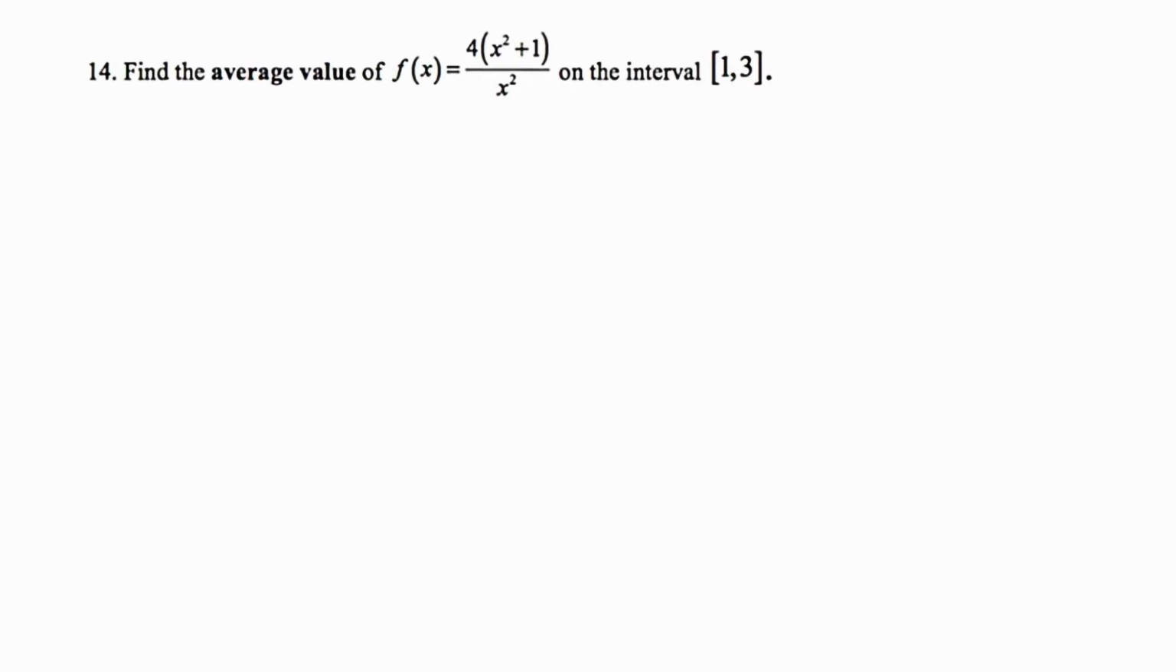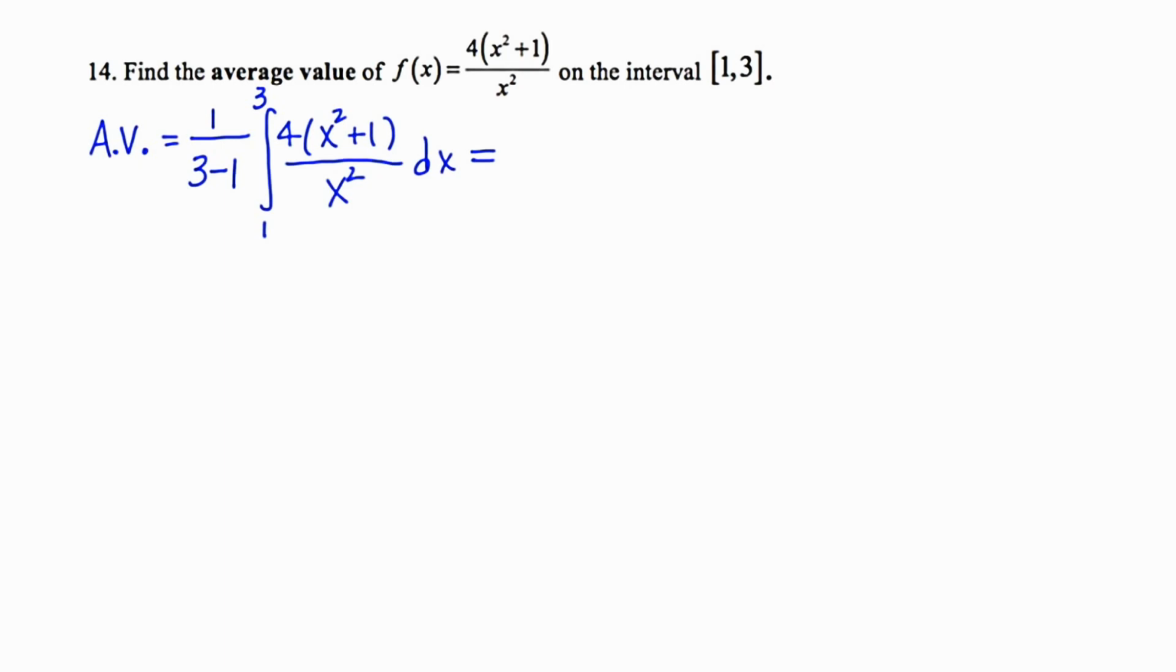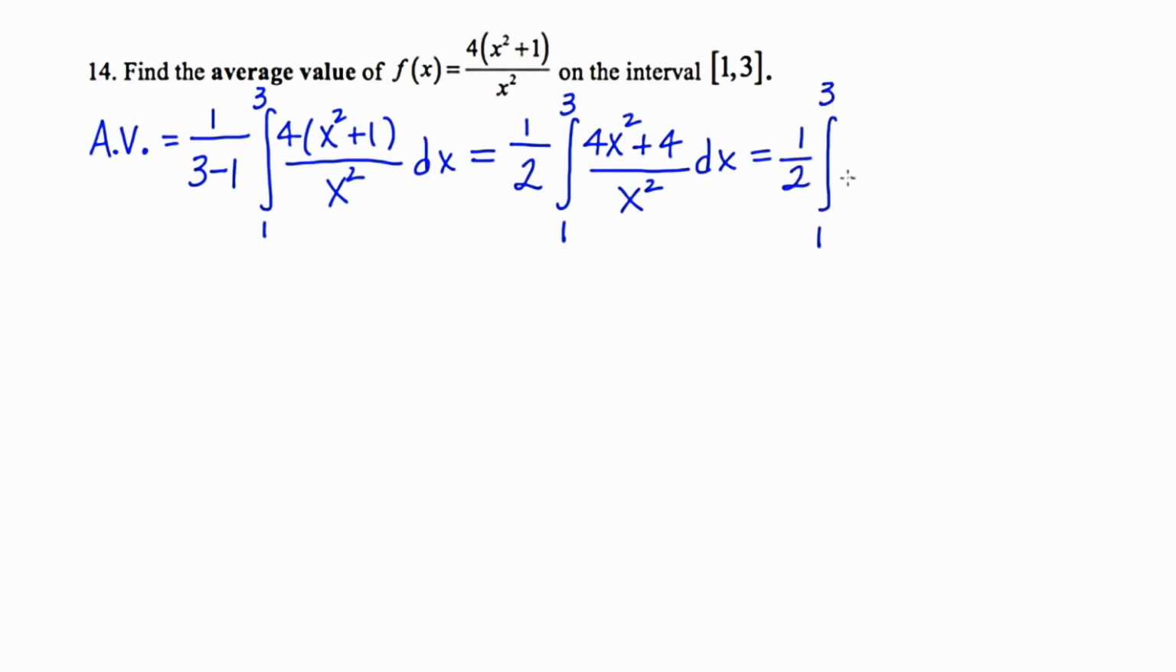Okay, so in our last example, we're asked to find the average value of a function on the interval from 1 to 3. So let's start by setting up a definite integral to reflect this average value. Okay, now 3 minus 1 is 2, so we're going to precede our definite integral with the fraction 1/2. Now I'm going to distribute the 4 through on the numerator, and now I'm going to multiply, which stands for many over 1. 4x squared over x squared is just the number 4, and then 4 over x squared can be thought of as 4x to the negative 2.